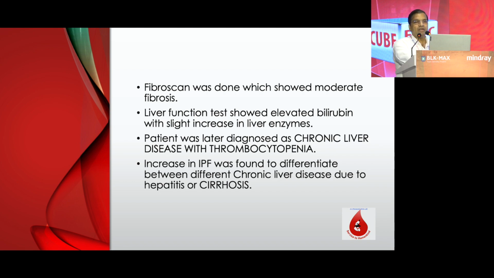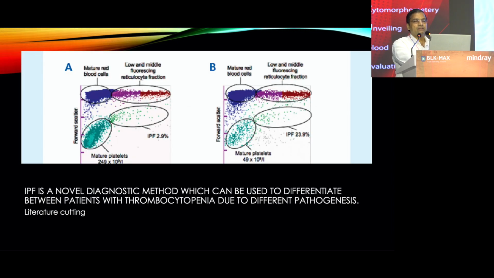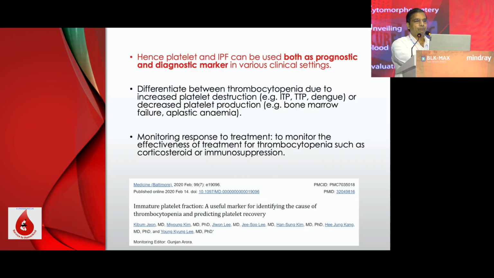So the IPF can be used to differentiate the spectrum of chronic liver disease, whether it is hepatitis or cirrhosis. We found a nice study on this use of IPF in chronic liver disease. This is a flow cytometric analysis where we can see the IPF is seen here. So my point is that platelet and IPF can be both prognostic and diagnostic marker in various clinical settings.